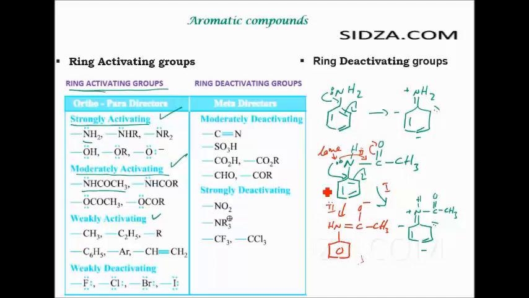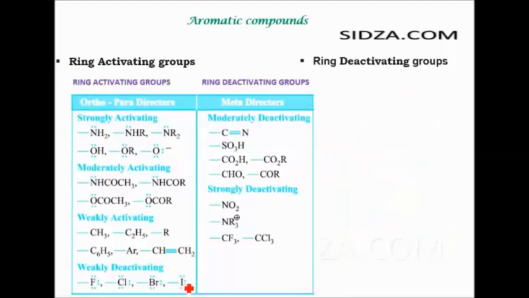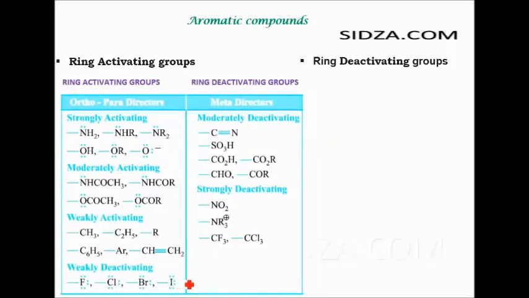Got it or not? I think it should be very much clear now, right? But halogens are ring deactivating groups, right? Okay, these are the ring deactivating groups. These are again the same examples here.